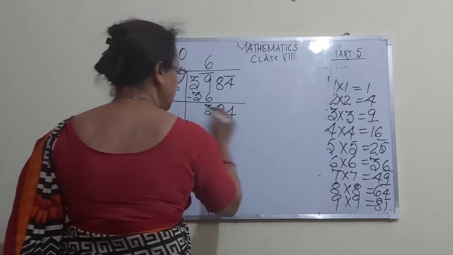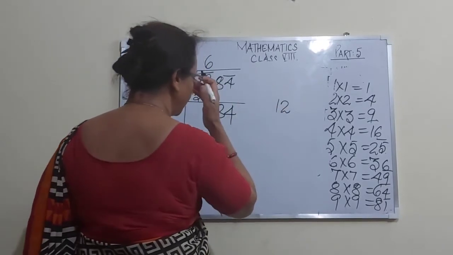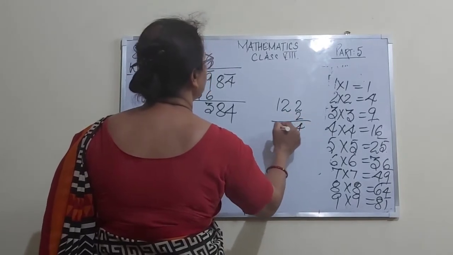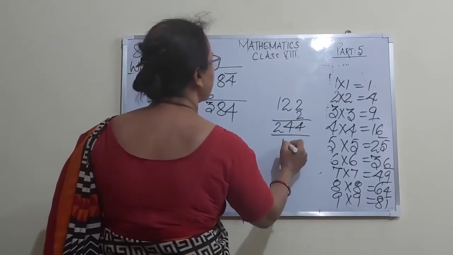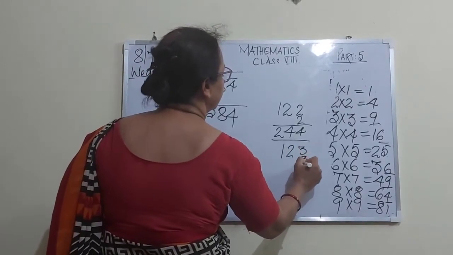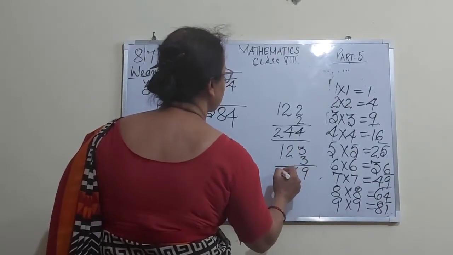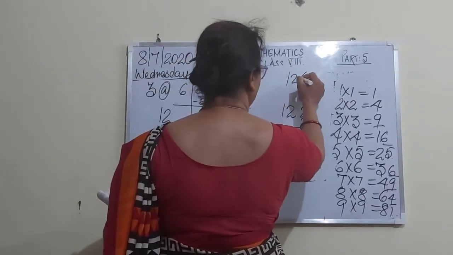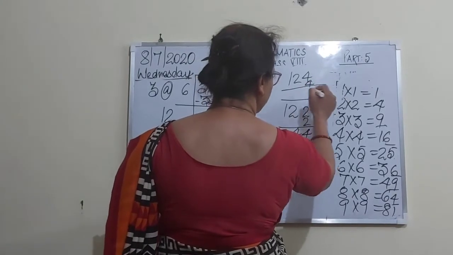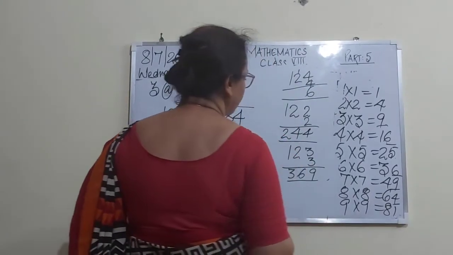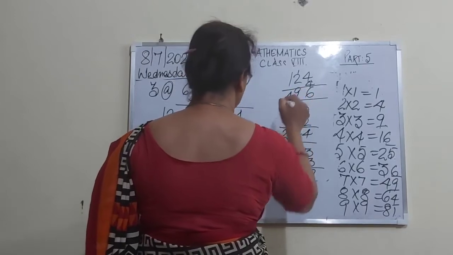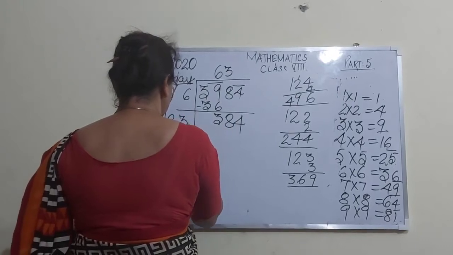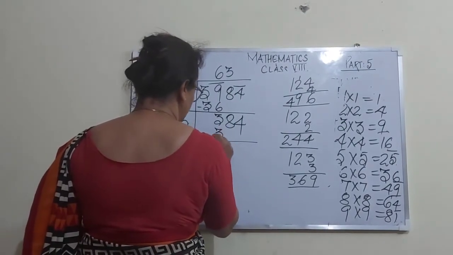Now this is 12. With which number? If we use 2, 2 2s are 4, 2 1s are 2. This is smaller. Then 3: 3 3s are 9, 3 2s are 6 and 3 1s are 3. This is also smaller. Let's try with 4: 4 4s are 16, carry 1, 4 2s are 8 and 1, 9, and 4 1s are 4. This is 2 greater, so we'll go with 3. This is how much? 369.